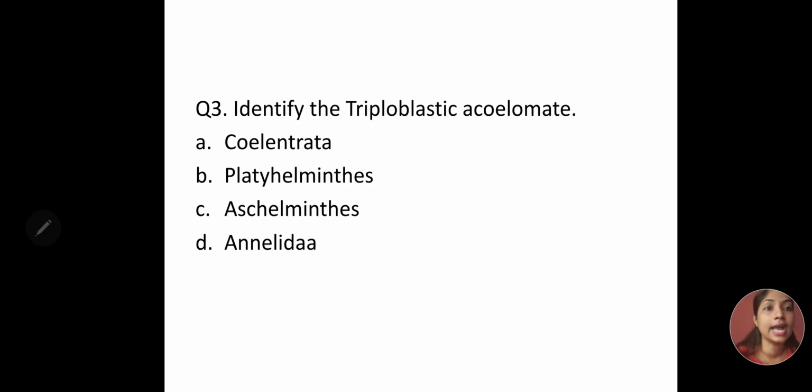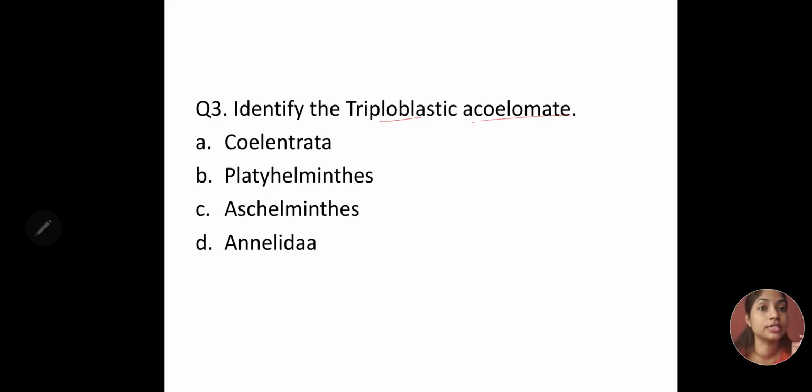Third question is, identify the triploblastic acoelomate. So they're asking for the triploblastic condition. So all these examples, we have to analyze. But they're also saying acoelomate, so the one which lacks coelom. So here is the catch. Not just identifying the triploblastic condition, but also identifying the acoelomate.